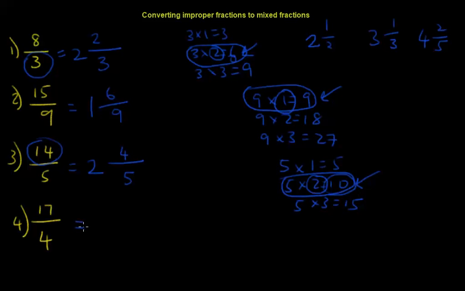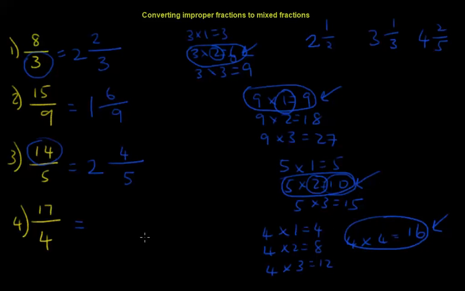Let's do one more example. 17 over 4. I'm just going to write out a few of the 4 times tables. And 4 times 4 is 16. We'd like to find the number that's just under 17, so it's going to be this one. Circle that. Then our whole number is going to be this number here, so in this case 4. And the numerator here is simply the subtraction of this number and this number. So 17 minus 16 is 1. And then the denominator stays the same.